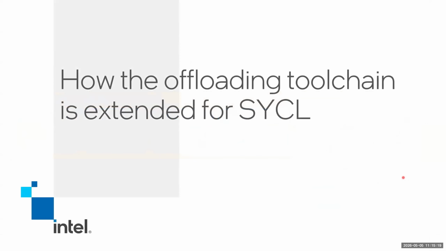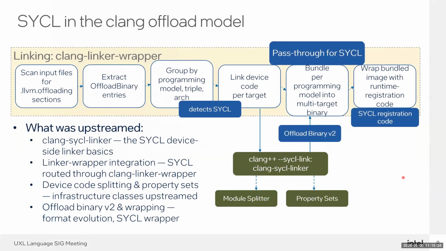So now what does SYCL do? We modify this workflow in several places. On the stage where grouping happens by programming model, we detect that the programming model is SYCL, and then we modify the workflow a bit in several places to provide what's needed for SYCL. So for linking device code, we are calling Clang SYCL linker.